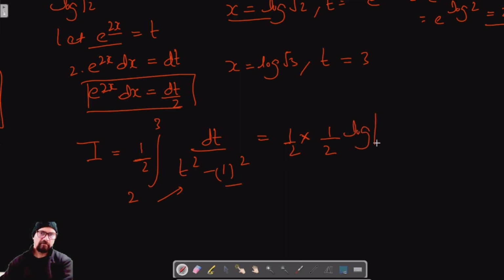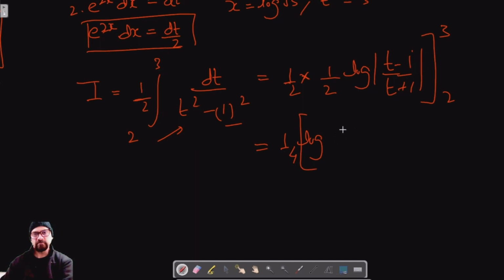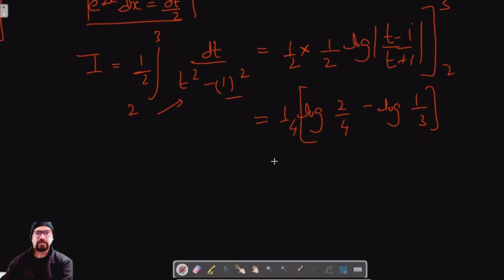So log of (t minus 1) upon (t plus 1), and this has to be evaluated for the limits 2 to 3. Okay, so this is 1 by 4 log of, now if you put 3, so this is 3 minus 1 is 2, 4, and minus log of 2 minus 1 is 1, 2 plus 1 is 3.